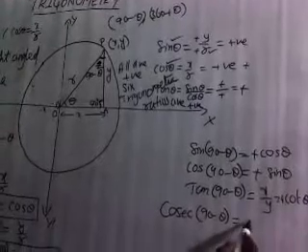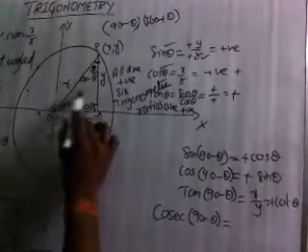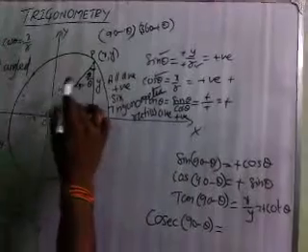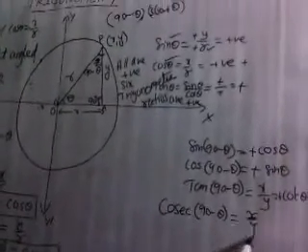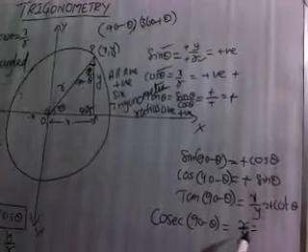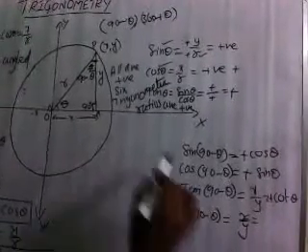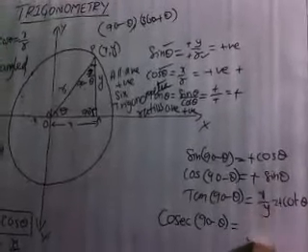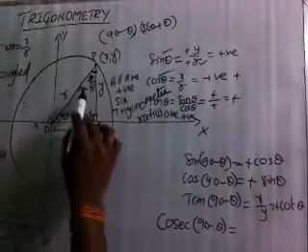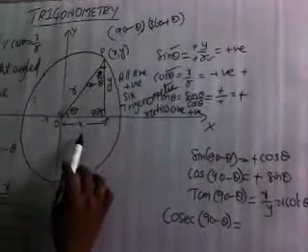So cosecant 90 minus theta. This is 90 minus theta. Sin reverse is r by y. R by y is the cosecant theta, but for 90 minus theta the opposite side is x. So cosecant 90 minus theta.